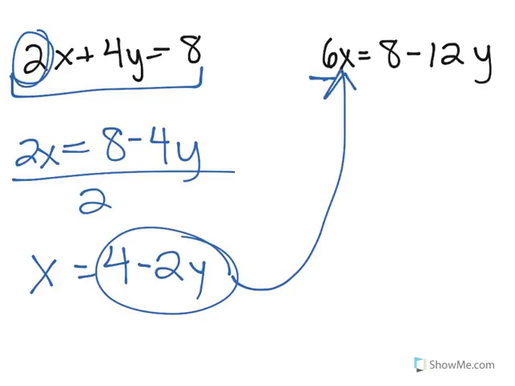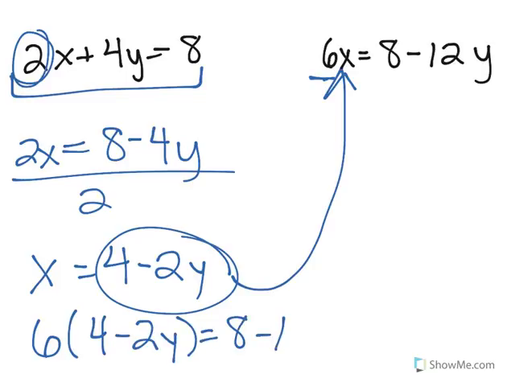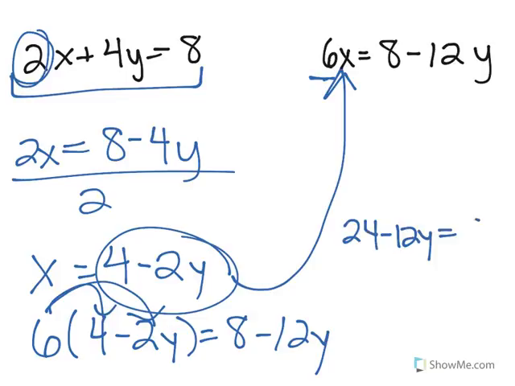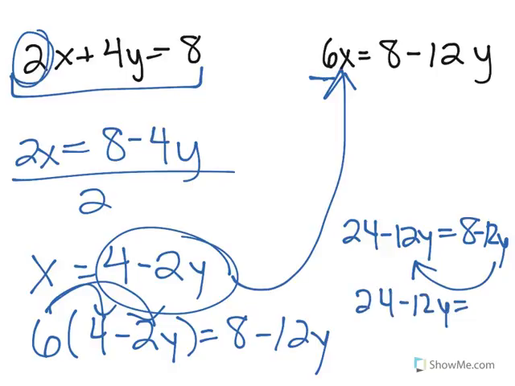So we have 6 times (4 minus 2y) is equal to 8 minus 12y. Very well. Now let's distribute the 6. We have 24 minus 12y is equal to 8 minus 12y. Let's move all the y's to this side. We need to add 12y to both sides in order to move this y to this side.